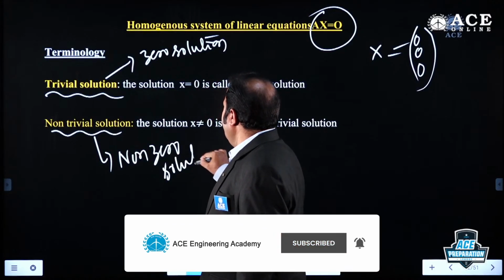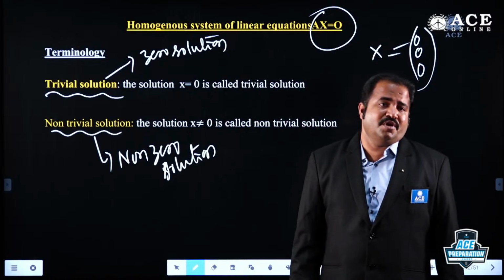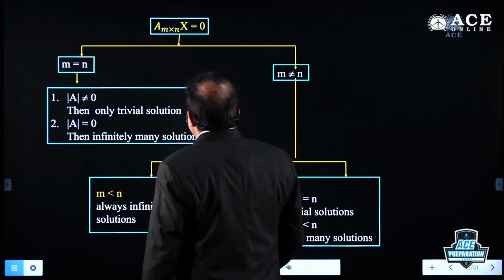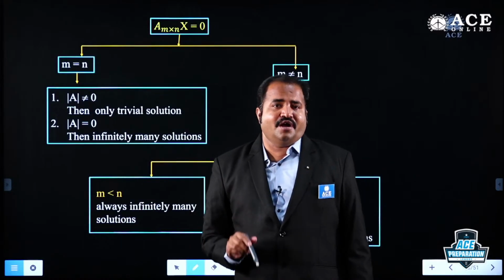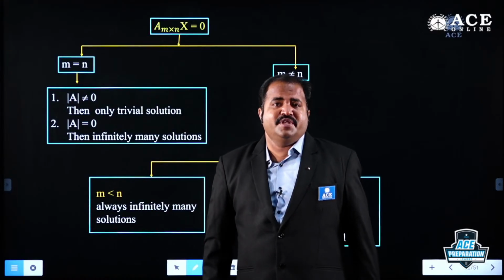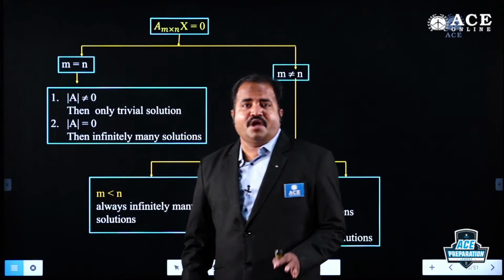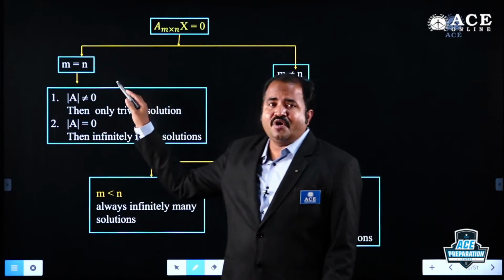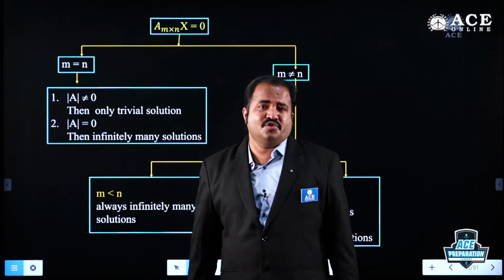So what is the procedure? How do we solve this? What are the possibilities for a given homogeneous system of equations Ax equal to O? This is A m by n, x equal to O. Already we know that m means number of equations, n means number of unknowns. So here m equal to n means number of equations equal to number of unknowns, and A is a square matrix. If the determinant is non-zero, then only the trivial solution. If the determinant is 0, then infinitely many solutions.